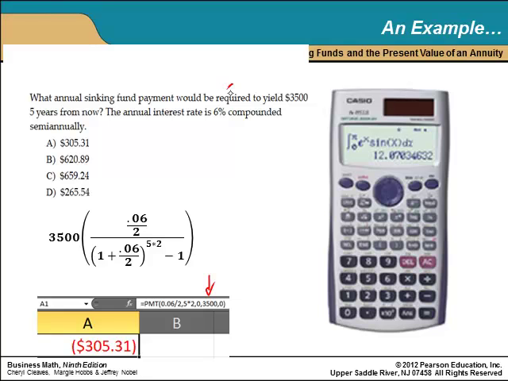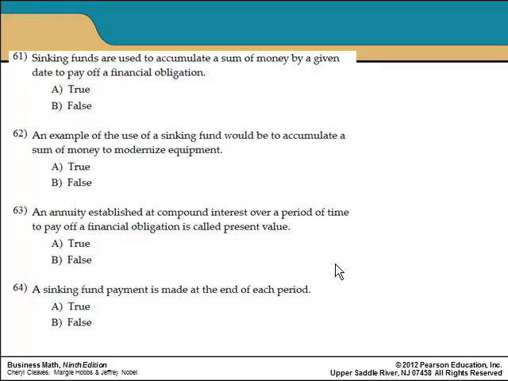I don't think we would know how to do this one the way it's written. I'm going to assume that they said what semi-annual sinking fund payment, because notice they say compounded semi-annually. You guys don't know how to do semi-annual compounding and semi-annual or annual payments. So that's why I put in the divided by 2 and then times 2 here, so that you can see how the rate and the payments change.